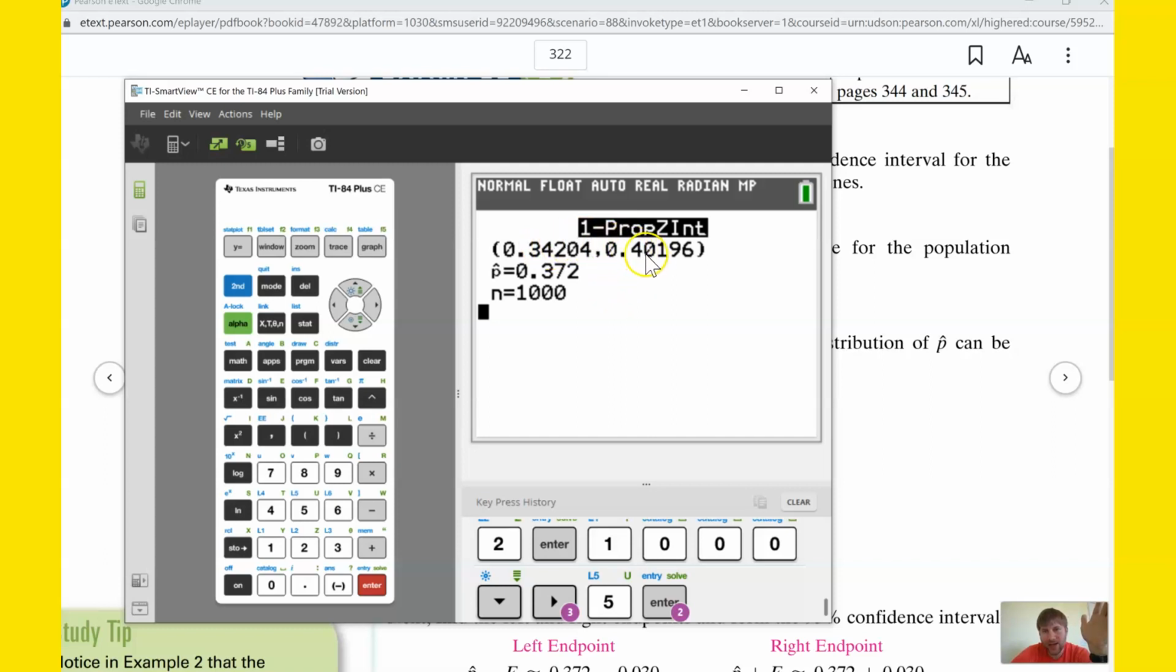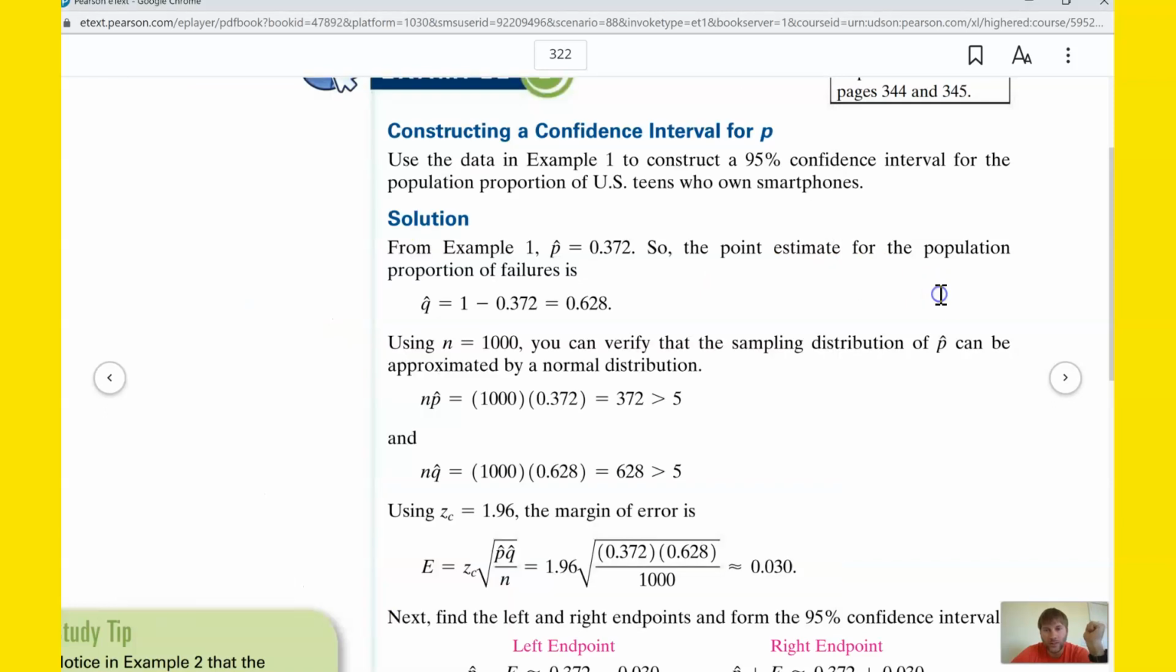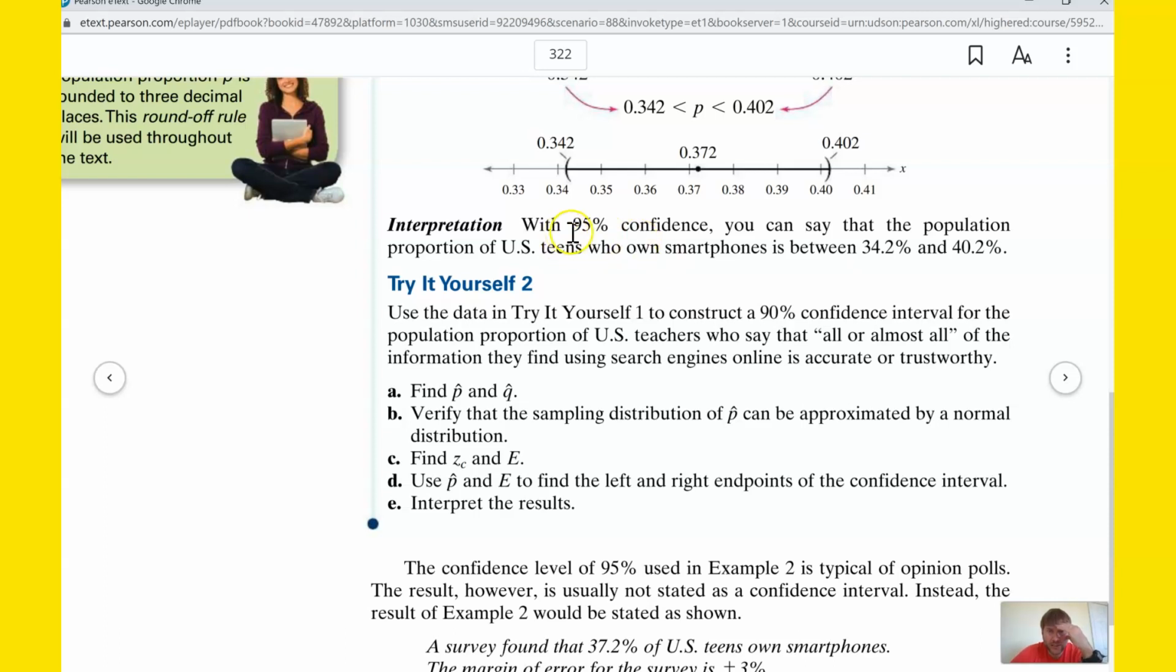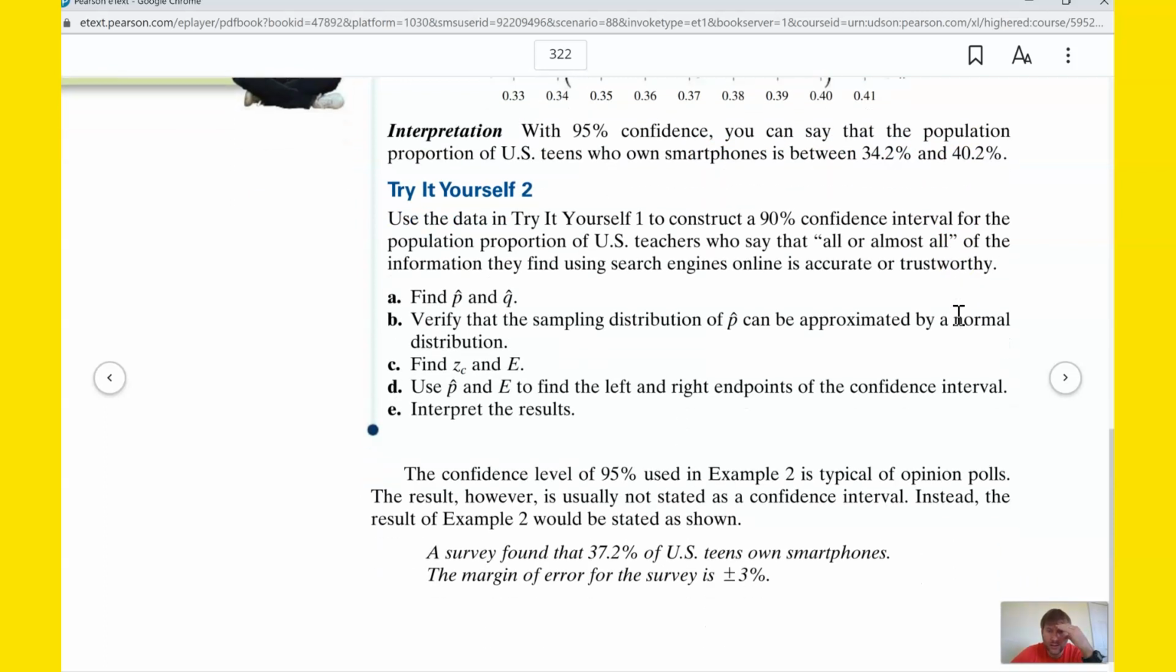You can do the upper limit here, 0.402, and subtract the lower limit here, 0.342, and then cut that difference in half, in other words, divide it by 2, and that will also give you the exact same margin of error, which would also be the correct way to do it. All right, so interpretation: that means we can say with 95% confidence that the population proportion of U.S. teens who own smartphones is between 34.2% and 40.2% based on our sample that we hypothetically did there.